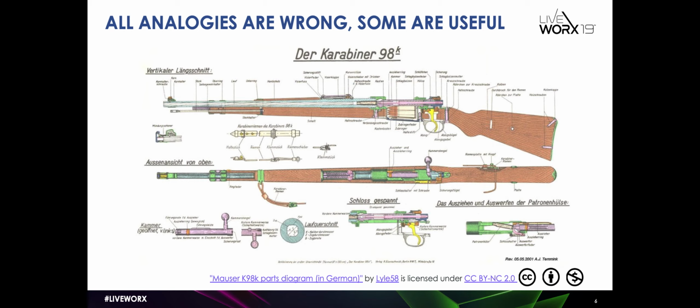A similar analogy, also wrong but closer, is a parts list. Here's a German Mauser rifle. It not only quotes the ingredients, it includes the recipes, including how they're put together, including how there are compound parts, parts made of other parts.